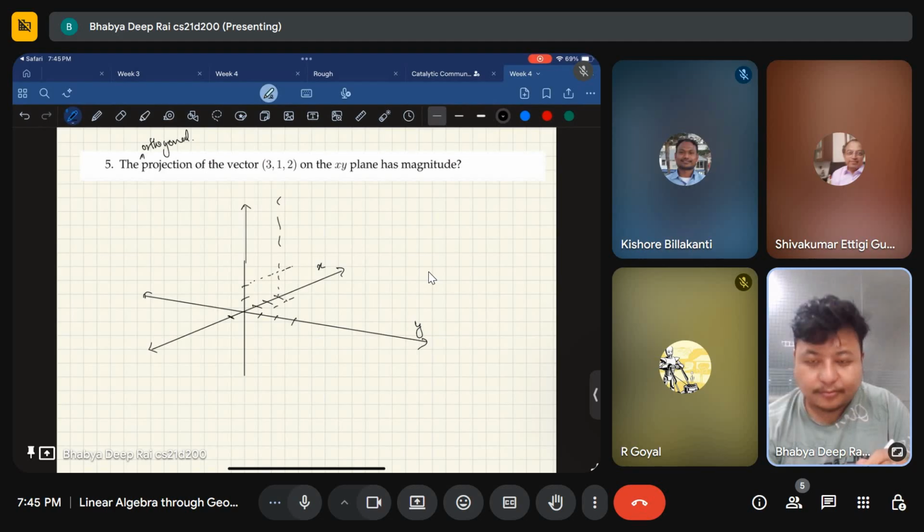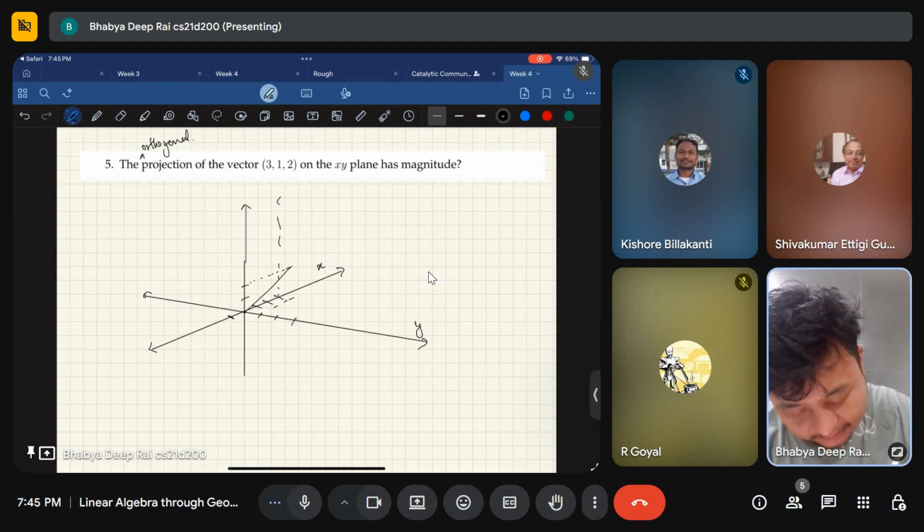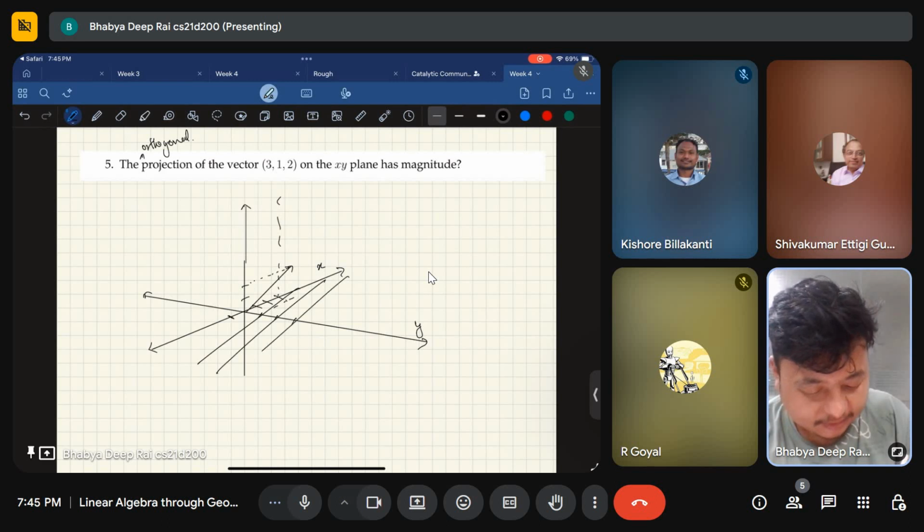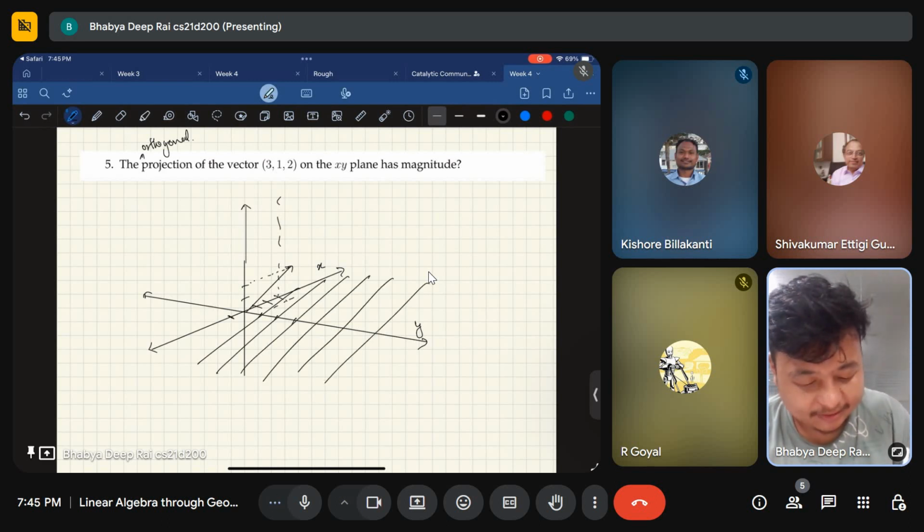Now, what is your plane? This is your plane, the xy plane, formed by x and y. What are you saying? Well, you are projecting it below onto the xy plane. So basically, what you are saying is you are somewhat like shining a sun on top of it, and then seeing where it will fall.